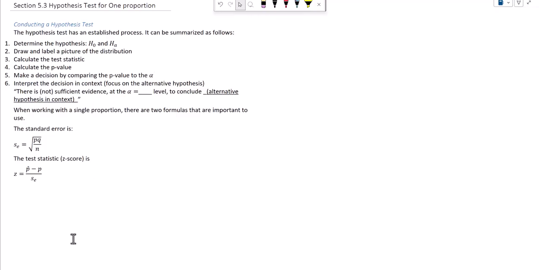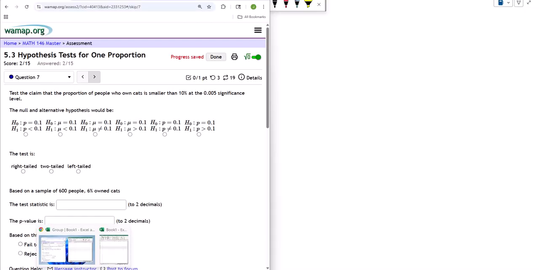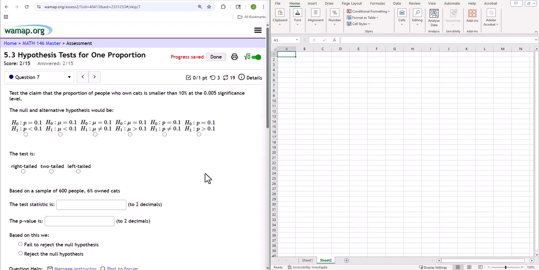Now, we don't have a lot of questions in WAMAP that have you do all of those steps. So I'm going to get this stuff here ready. But here is a question from 5.3. Test the claim that the proportion of people who own cats is smaller than 10% at the 0.005 significance level.